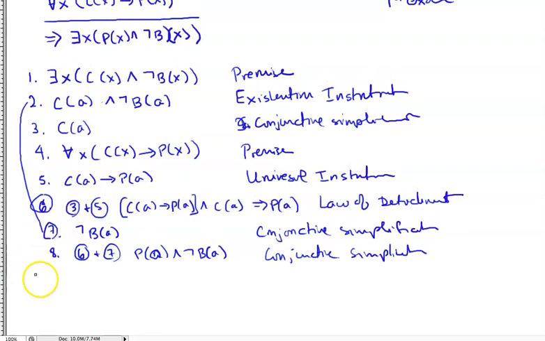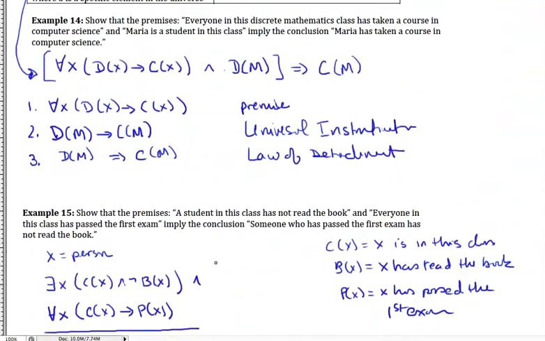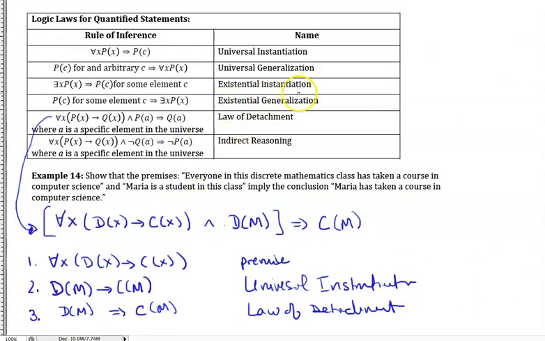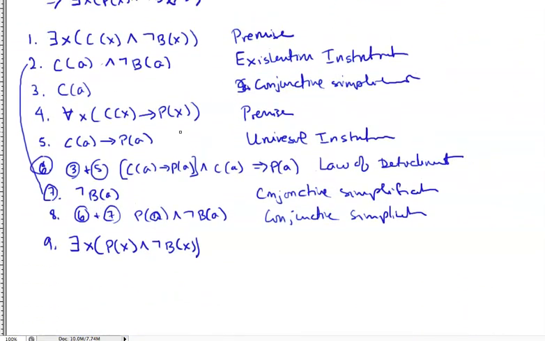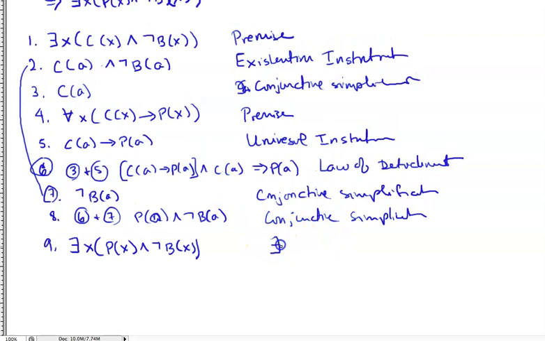Okay, and the final step: there exists an x such that P of x and not B of x. So this is existential generalization, going from an instance of the statement to the general one. All right, so that's our conclusion, that's our proof.